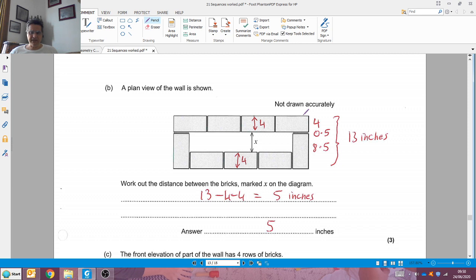So if the distance from here to here is 13 inches, I simply have to take away 2 brick widths, which is 2 fours, and end up with a 5-inch gap. All right.